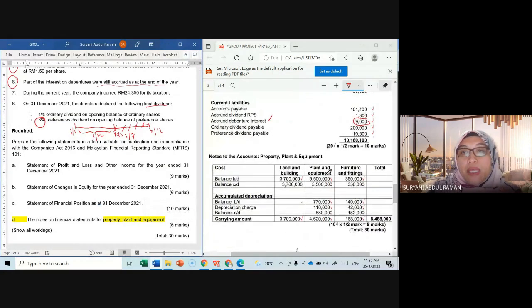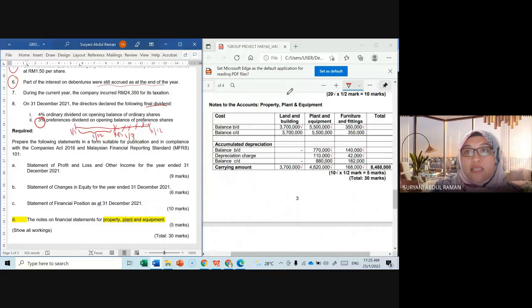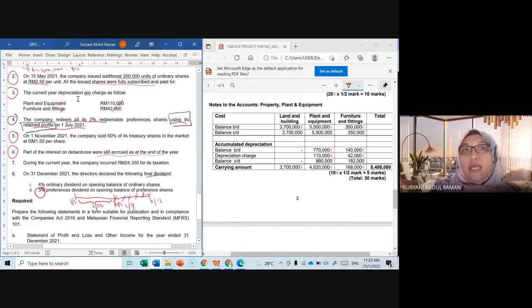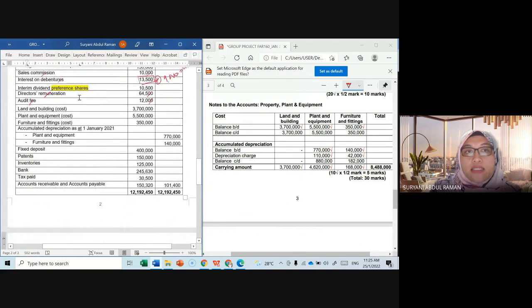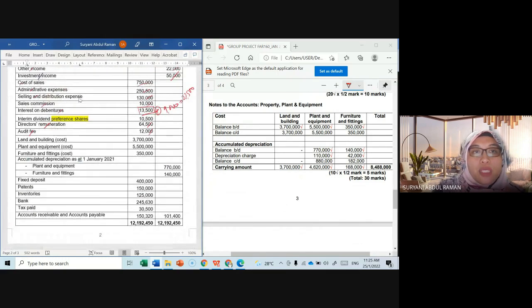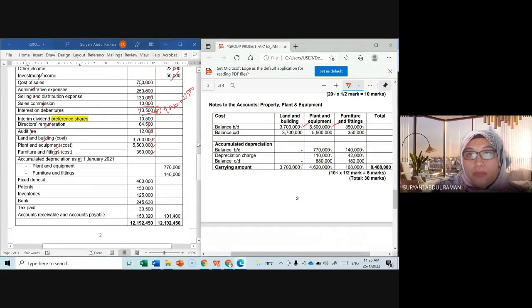So you kena prepare the note as this one lah, as this table. So you open the column, okay, state the asset. Tengok pada trial balance, what are the asset? You have land and building, 3,700,000. You have plant equipment, 5,500,000. You have furniture and fitting, 350,000. So you masukkan ni, masuk. Okay, do you have any purchase during the year? Kalau tak ada, so balance CD dengan balance BD akan sama. Copy je.